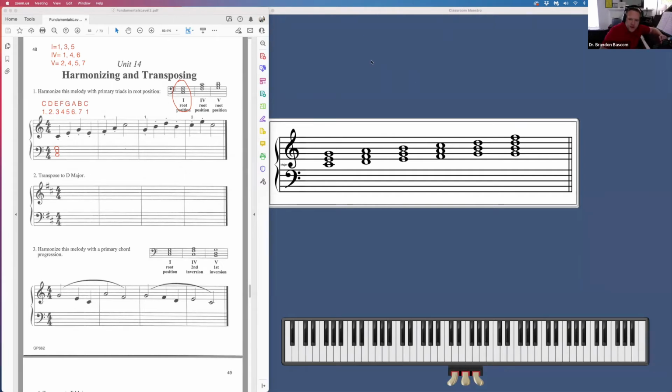Next, we have an F, an A, and a C. F is 4, A is 6, and C is 1. That is a textbook example of the subdominant chord. So we are going to draw in a subdominant chord, because those tones will match and it'll sound good together. All right.